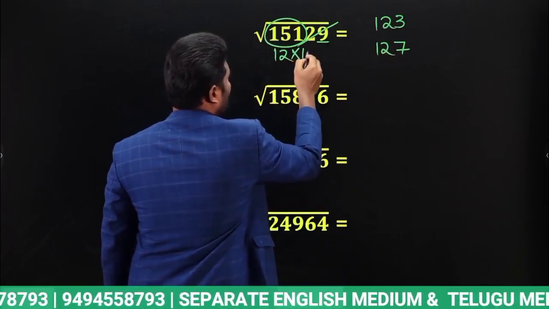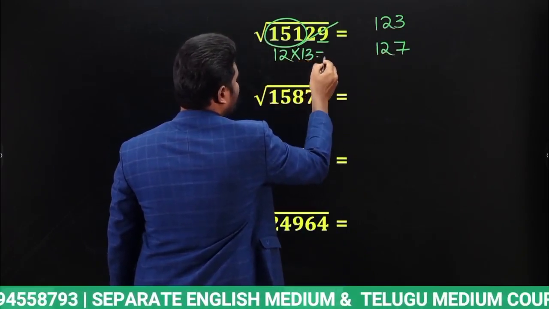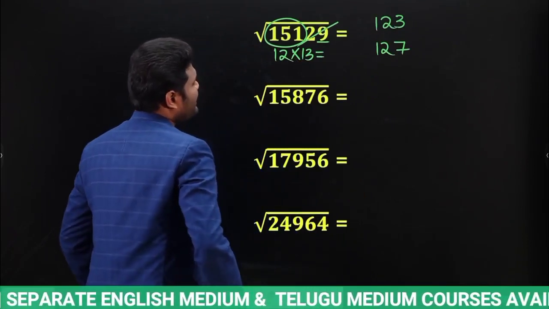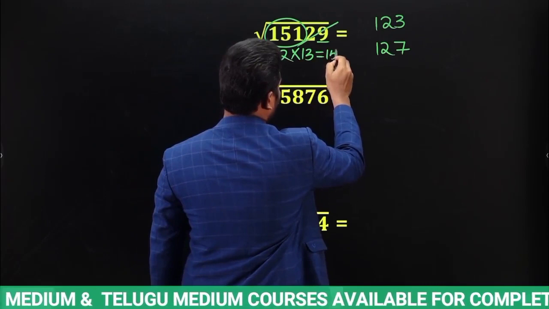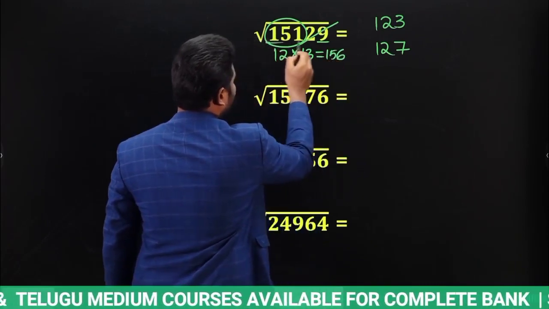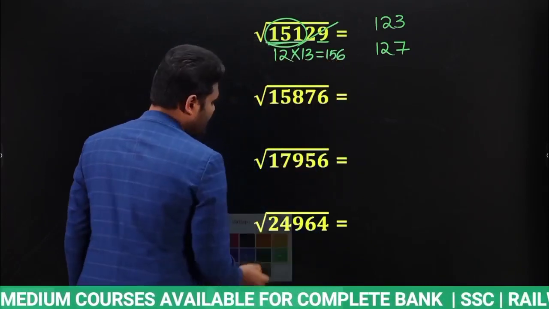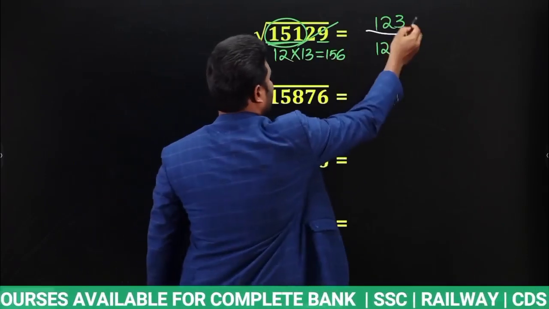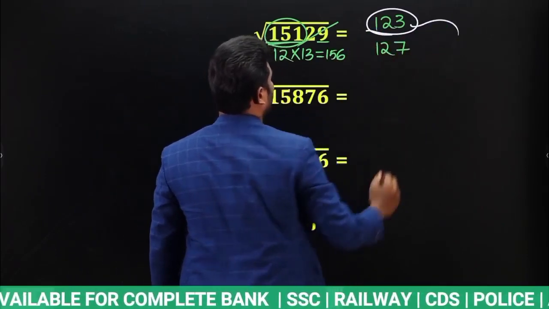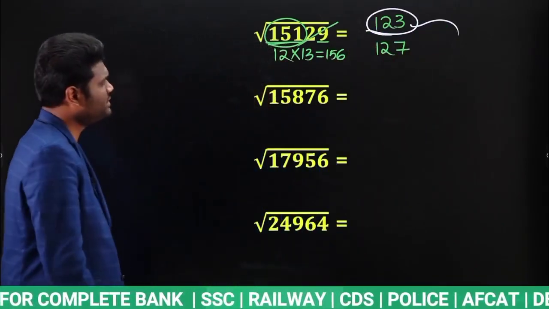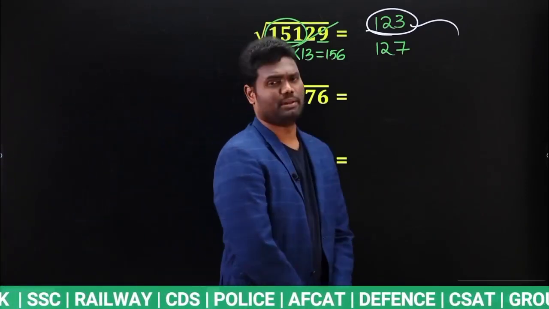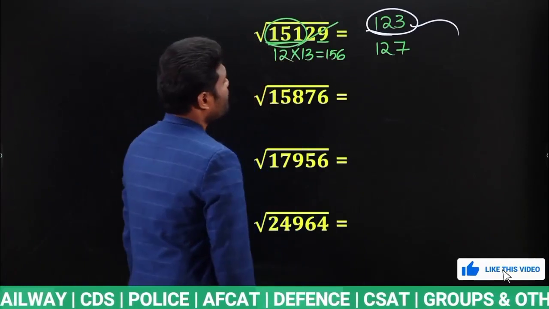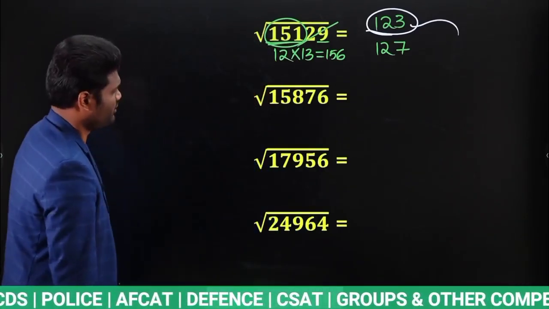Next you have to multiply 12 with the next number, 13. So 12 into 13 is nothing but 120 plus 36, which is 156. Now look, 151 is smaller than 156, so our value should be the smaller value. Smaller value means it is going to be 123. Very, very simple. You can solve these questions very easily from an examination point of view.